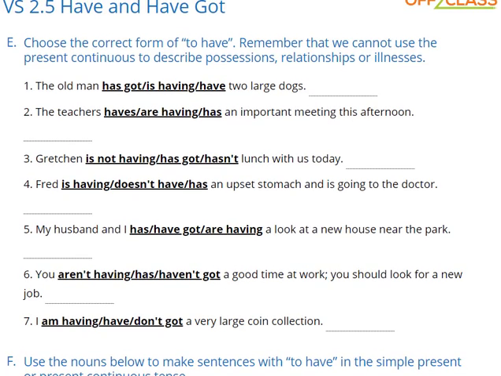Choose the correct form of to have. Remember that we cannot use the present continuous to describe possessions, relationships, or illnesses. Present continuous is the is having. The has got, the have got. I don't think we actually covered this in the demo lesson, so I'll go over this one very quickly with you. The old man has got, is having, or have two large dogs? Is having is present continuous, by the way. So which one is it?